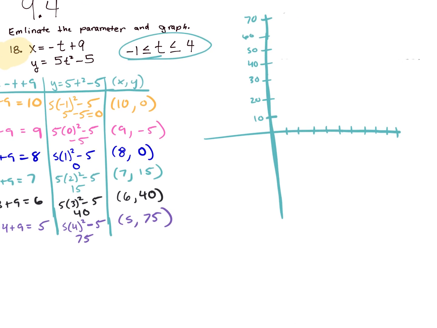So it's super important that we plug it in order, because in order to graph our parametric equations here, we need orientation. We need direction. So starting with the orange point that we found when t was negative 1, our point is 10, 0. So I'm going to go to the right 10, stay at 0. Then our next point was 9, negative 5. So we're going to go to the right 9 and down to negative 5.